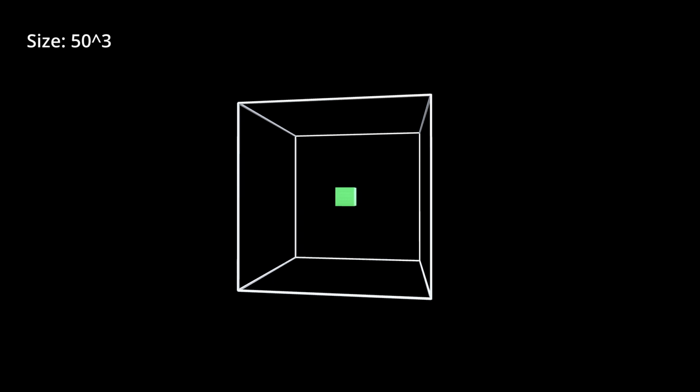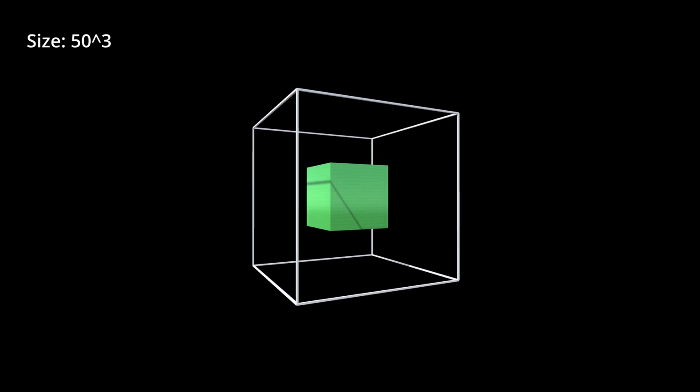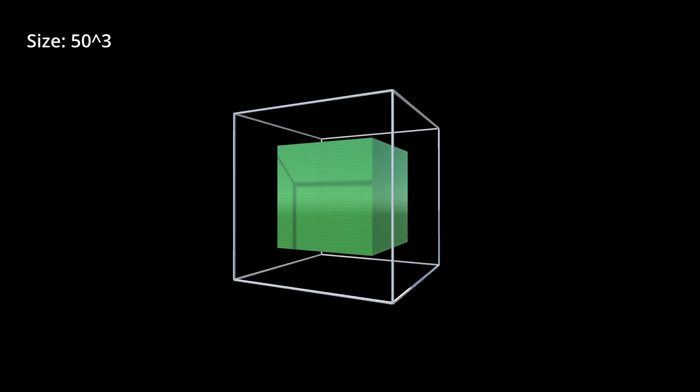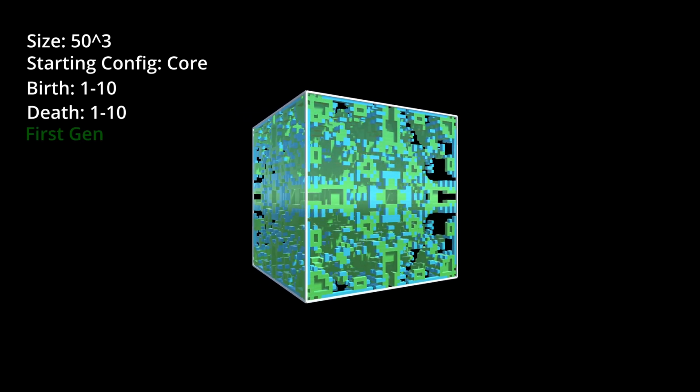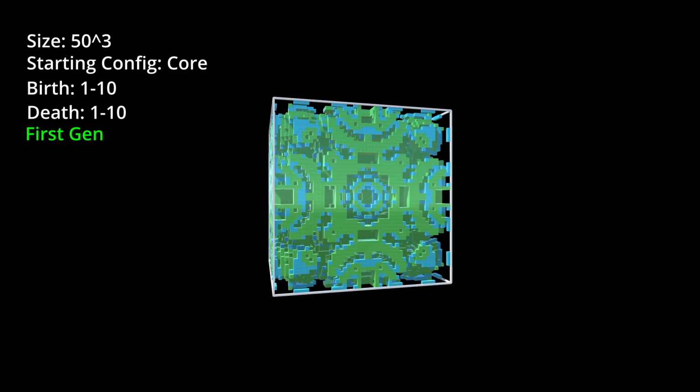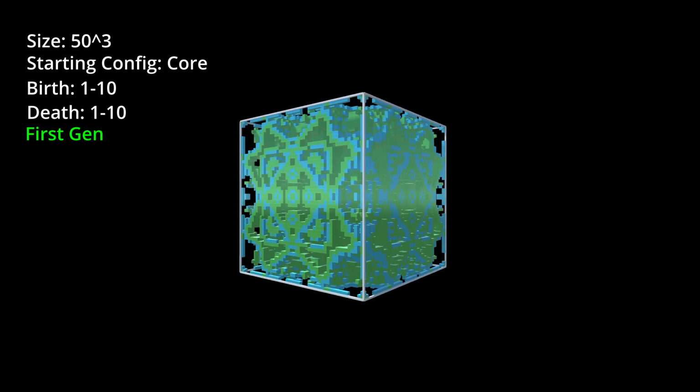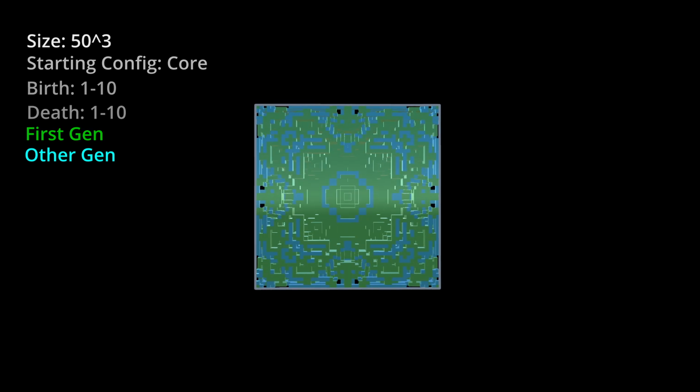The size of the first cube was 50 times 50 times 50 cubes. It has a core starting configuration, so the core of the cube is a 4x4 block, and the death rule and the birth rule have a range from 1 to 10. If a cube is green, it means that it is in its first generation, so it has just been born. If it's blue, it's older.